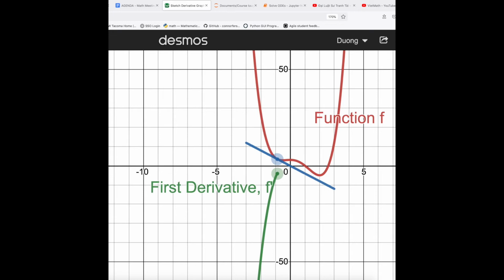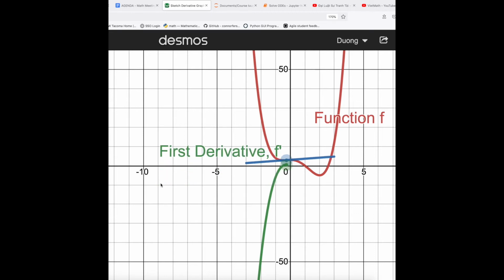It keeps going up to a point where the slope of the tangent line is 0, which means you can see that the tangent line here is now a horizontal line. And at this point, the first derivative equals 0. Later in the course, you will learn that this point is a critical point of a function f. All right, now let's keep moving.